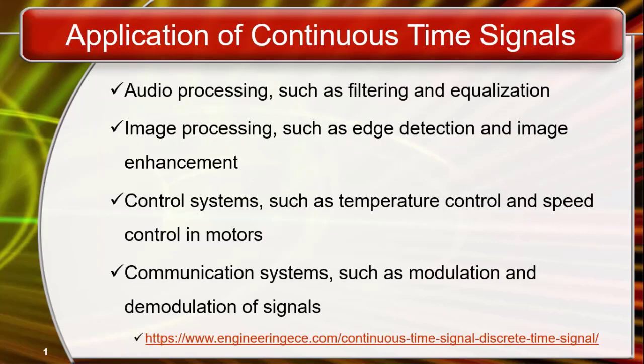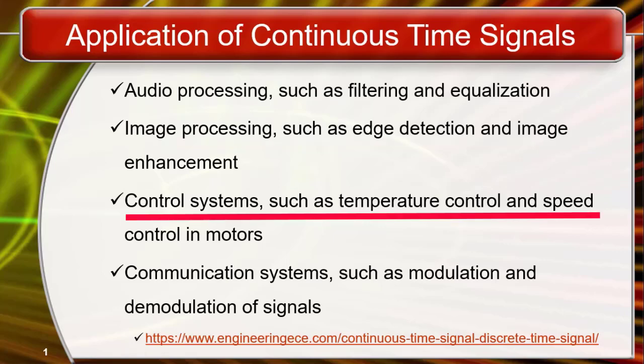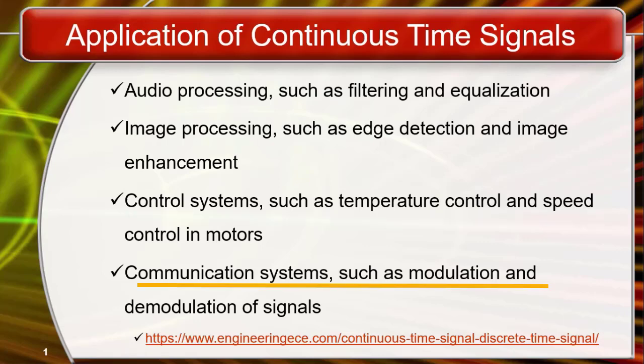Now let's see the application areas of continuous time signals. The application areas are audio signal processing, such as filtering and equalization; image processing, such as edge detection and image enhancement; control systems, such as temperature control and motor speed control; and communication systems, in modulation and demodulation. I got this information from this website.